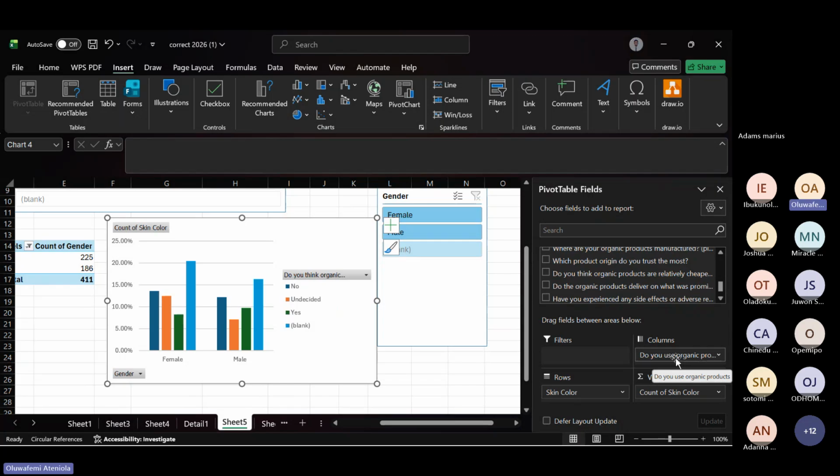So from here, you can see blank is leading, which is very, very wrong. People who decided to answer that, they are not sure. They didn't answer if organic products are expensive. But we can see that more females are admitting that organic products are quite expensive.